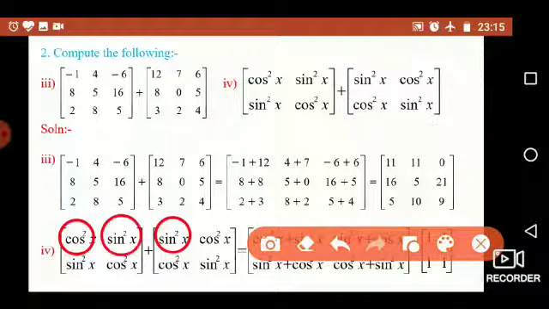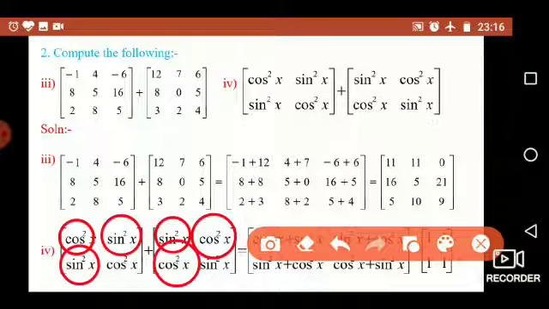Similarly, the second element of the first matrix plus the corresponding element of the second matrix, sin square x plus cos square x, once again by the trigonometric identity, gives 1. The last row addition, sin square x plus cos square x, also gives 1. And finally, cos square x plus sin square x gives 1.